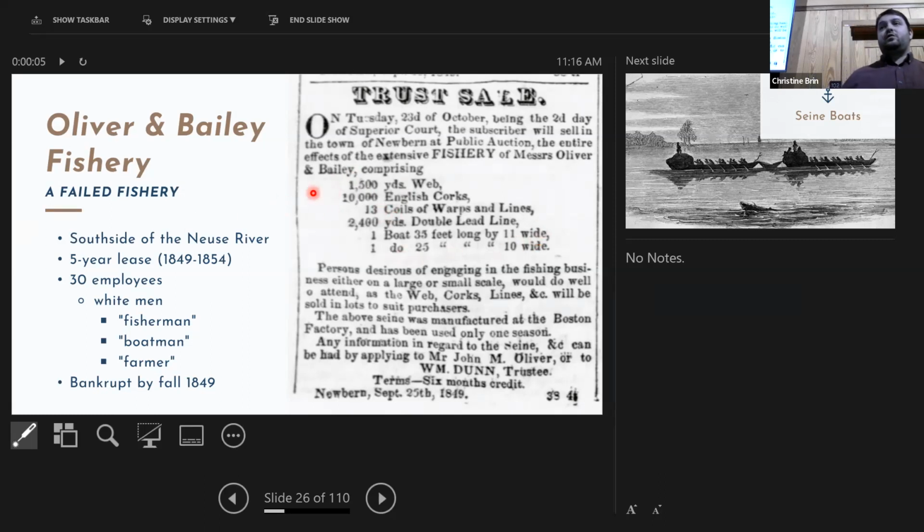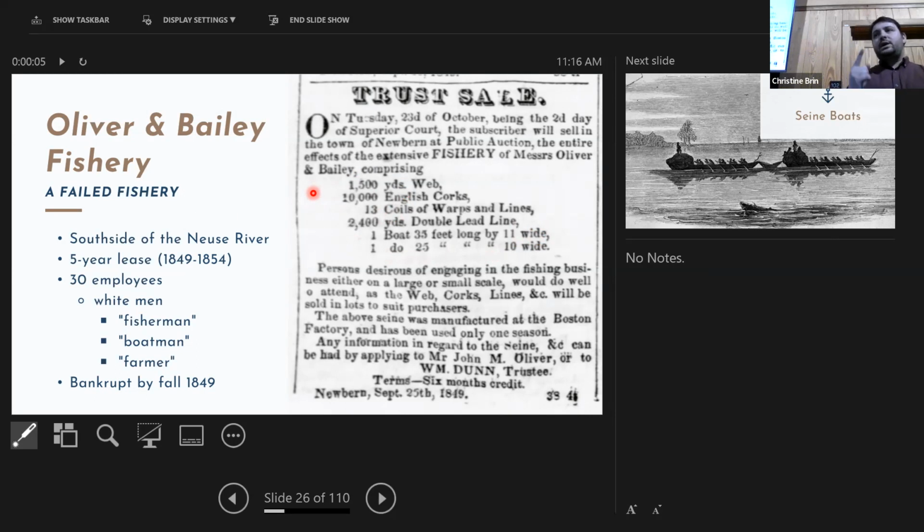1,500 yards of net, big wholesale nets, 10,000 corks, 2,400 yards of lead line, which is what's going to hold the net down to the bottom as they're dragging it through the water. And then 2 boats, one that's 35 feet long and another that's 25 feet long. And these are going to be the boats that are used to put the nets out in the river and haul them back.